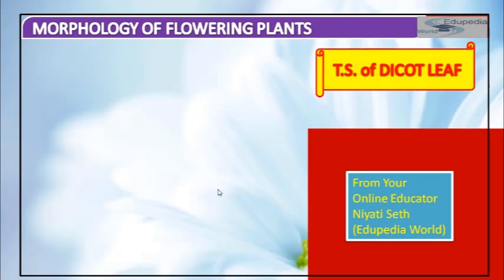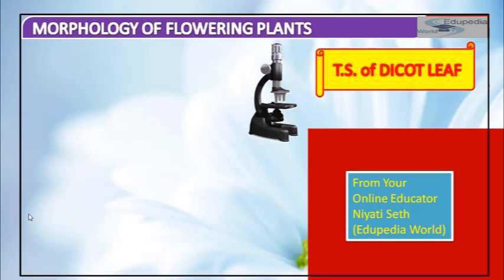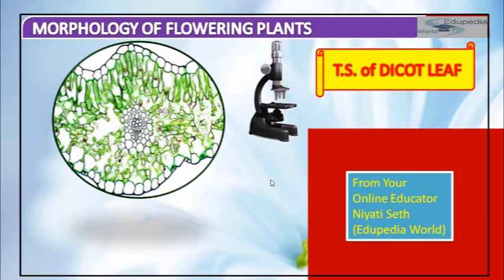As I told you, for a better understanding of tissue organization of roots, stem and leaves, it is always convenient to study the transverse section of mature zones of these organs, students. So, the TS of dicot leaf is always observed under a microscope. This is the typical transverse section of dicot leaf.